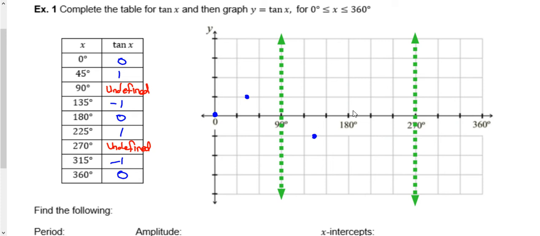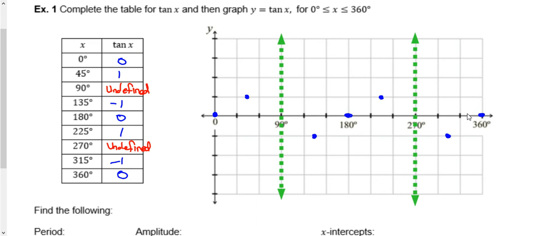At 180, we were at 0. And at 225, which is right here, we're at 1. And the only other two coordinate dots, so this is 270, 300, 315, we're at -1. And at 360, we're back to 0 there. So you can kind of start seeing the curve.